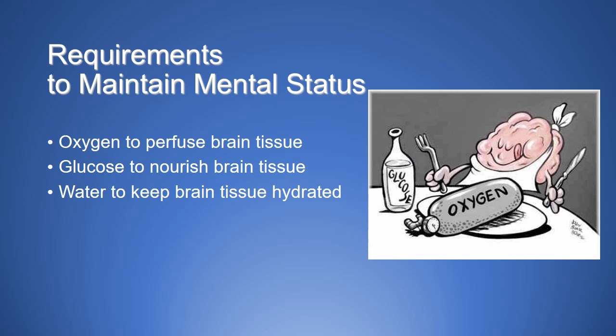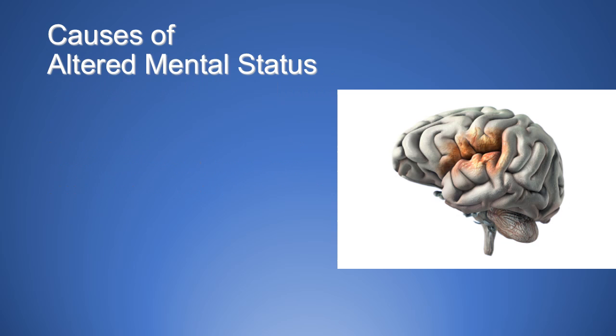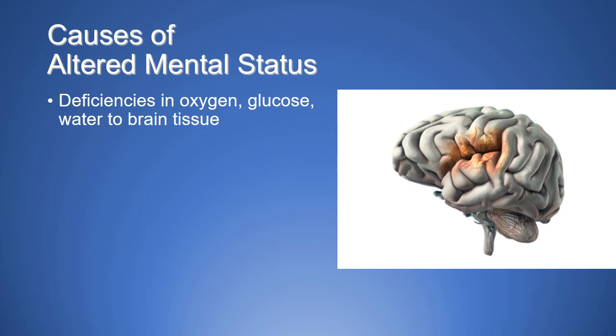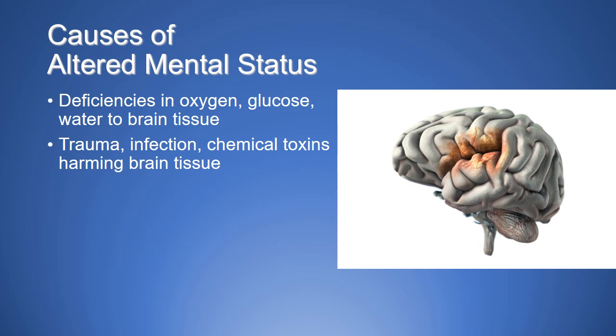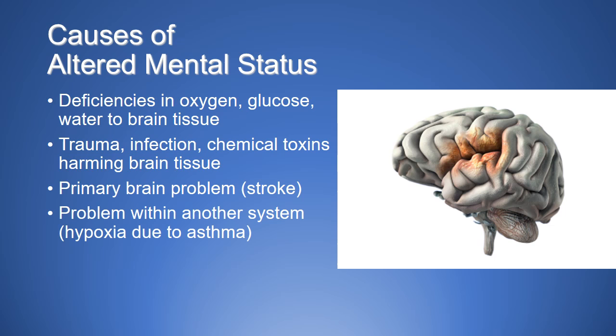Remember the things that the brain needs: oxygen, glucose, and hydration to work effectively. Causes of altered mental status are deficiencies in oxygen, glucose, and hydration to the brain tissue, some sort of trauma, infection, chemical toxins harming brain tissue, and then stroke, or hypoxia due to other systems. For example, a patient that has asthma gets hypoxic and may have altered mental status.